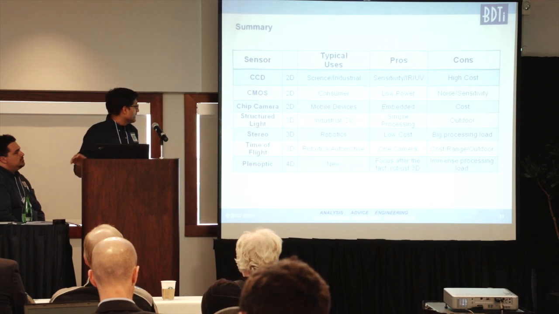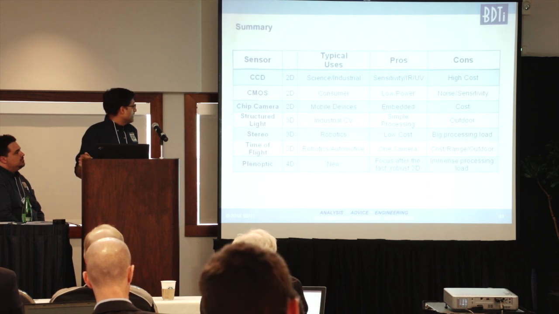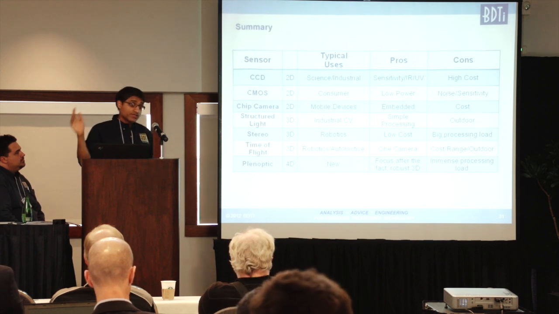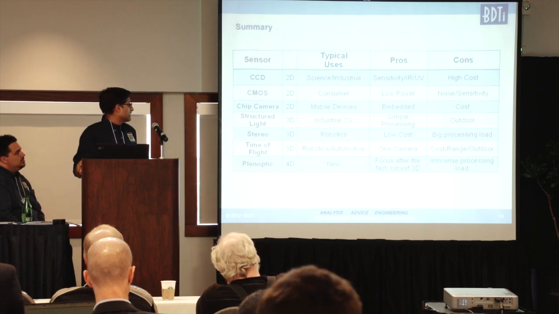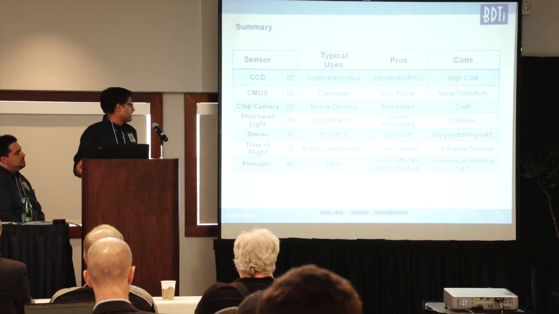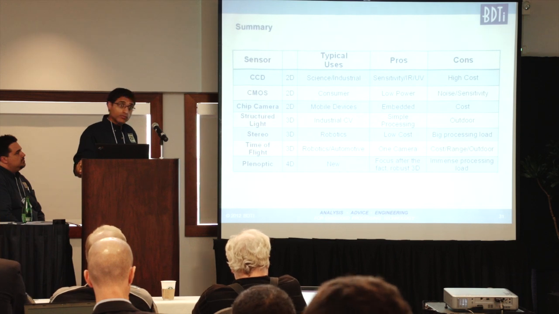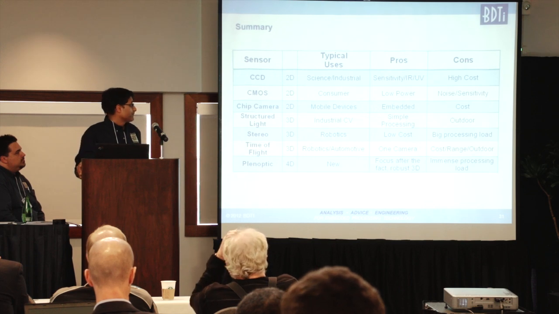Then we moved on to 3D, where we talked about structured light, stereo, and time of flight. The typical uses for structured light are industrial computer vision as well as gesture recognition because of the Kinect. For stereo, we have robotics, and for time of flight, we have robotics and automotive. Structured lighting is very simple processing, but you can't use it outdoors.